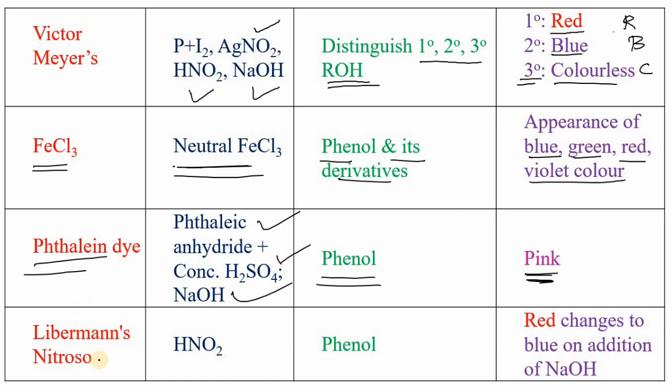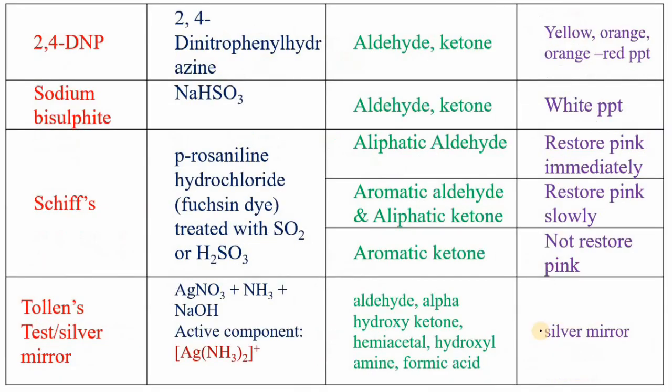Liebermann's nitroso test. This is also used for identification of phenol. The reagent is nitrous acid. When you treat with nitrous acid, there is a formation of red color, and this red color after that changes to blue color when you add sodium hydroxide. Initially there is a formation of red color. After that it will be converted into blue color when you treat with sodium hydroxide.